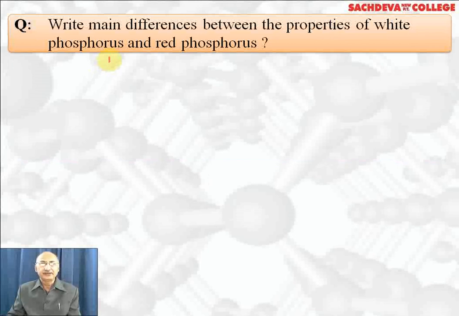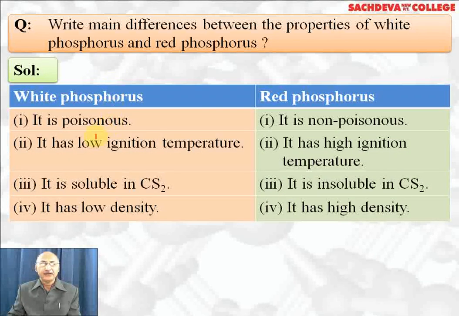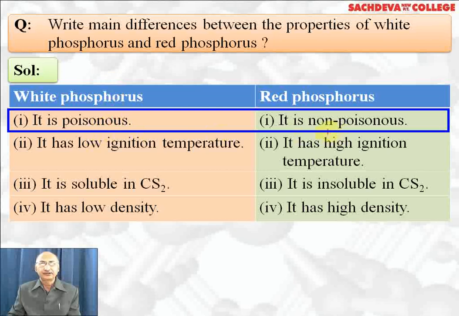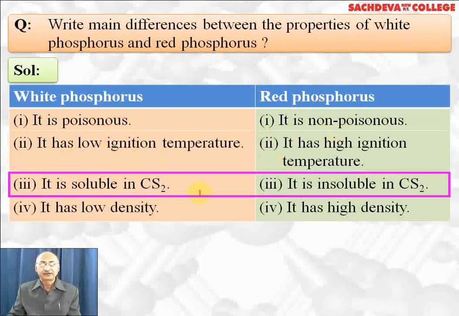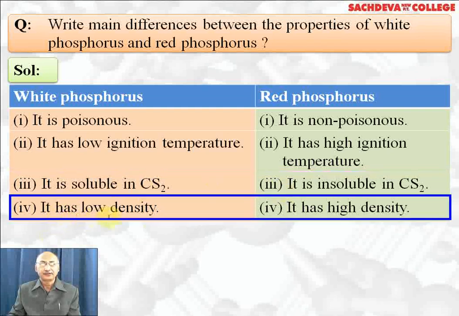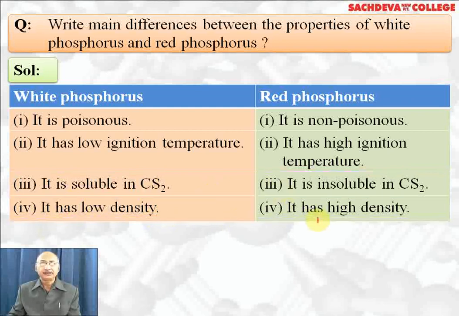Write main differences between white phosphorus and red phosphorus. White phosphorus is poisonous, red phosphorus is non-poisonous. White phosphorus has low ignition temperature, red phosphorus has high ignition temperature. White phosphorus is soluble in CS2, red phosphorus is insoluble in CS2. White phosphorus has low density and red phosphorus has high density. All these properties are different because white phosphorus is monomeric, whereas red phosphorus is polymeric. And that is the reason white phosphorus is more reactive than red phosphorus, because it has lower bond dissociation energy.